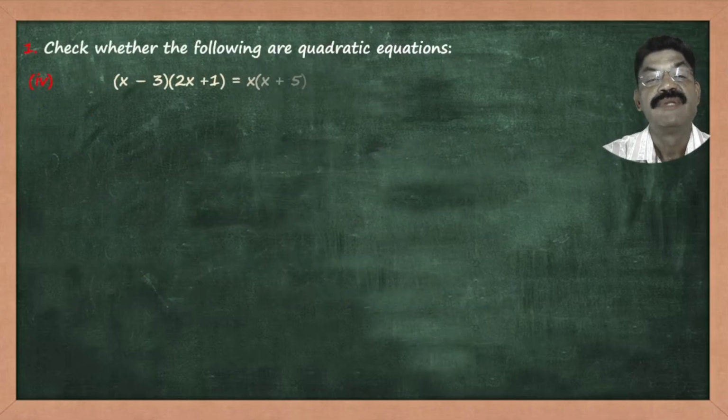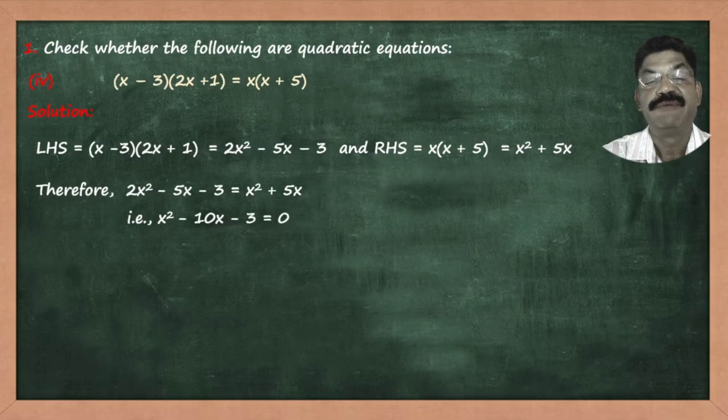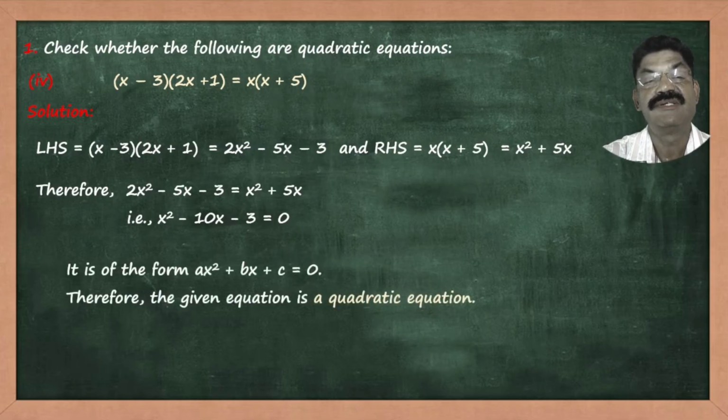Fourth problem. (x minus 3) into (2x plus 1) is equal to x into (x plus 5). I expand the left hand side. (x minus 3) into (2x plus 1) is equal to 2x square minus 5x minus 3. And the right hand side is x into (x plus 5), which is equal to x square plus 5x. I equate both. So 2x square minus 5x minus 3 is equal to x square plus 5x. After simplification, I am left with x square minus 10x minus 3 is equal to 0. Obviously, it is a quadratic equation, no doubt at all.